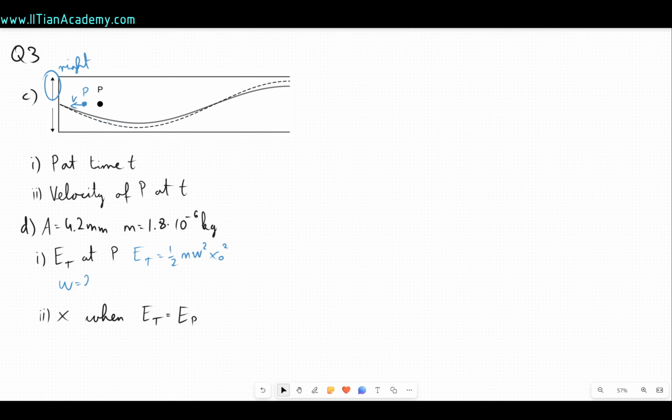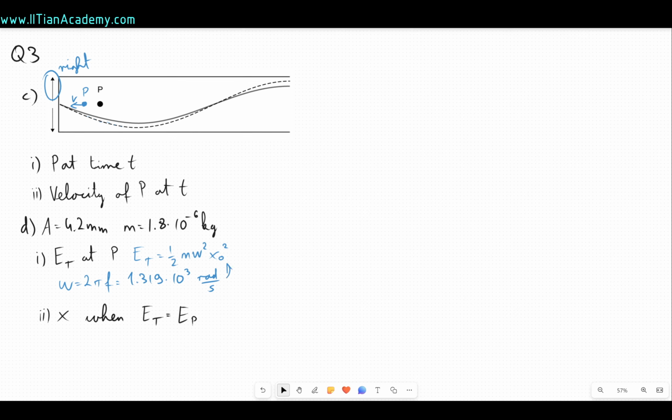Angular frequency is simply 2 pi times f. We know the frequency is 210 hertz. So if we plug it in, we will get 1.319 times 10 to the 3 radians per second, or simply per second. And so the total energy, we have to just plug into this formula.